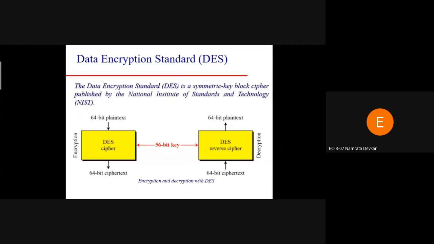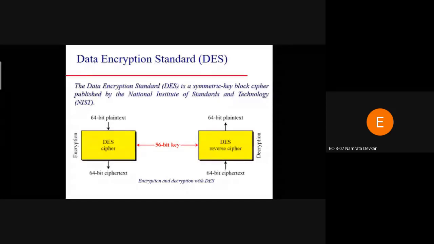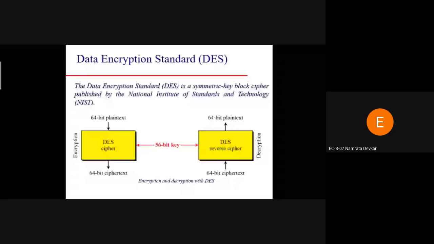We call it symmetric if the key used for encryption and decryption in the algorithm is the same, called a symmetric algorithm. So if we use a 64-bit key for encryption, then we have to use the 64-bit key for decryption. The same key is used for encryption as well as decryption. That's why it is called a symmetric block cipher, or a symmetric algorithm.